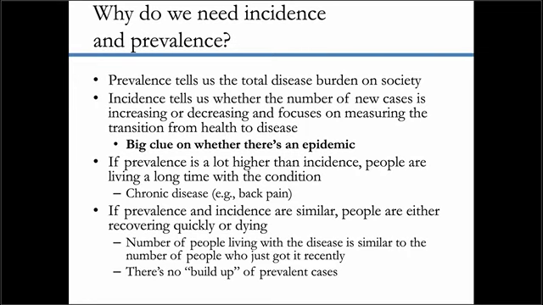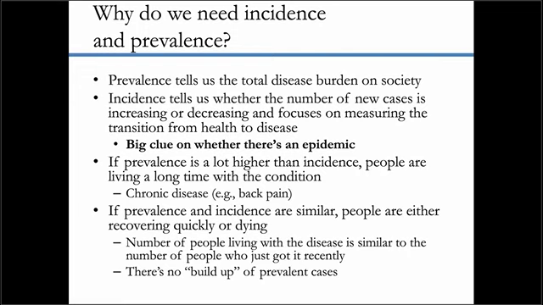If prevalence is a lot higher than our incidence, that means that people are either living a long time with that condition. So that could be something like chronic disease, like back pain, or they have HIV and they're on treatment. So that means that they can live an almost normal lifespan or some other thing. However, if prevalence and incidence are similar to each other, that means that those numbers are very similar. People are either recovering quickly, so that means that there's some kind of cure, the disease doesn't have a long duration or something like that, or they're dying.